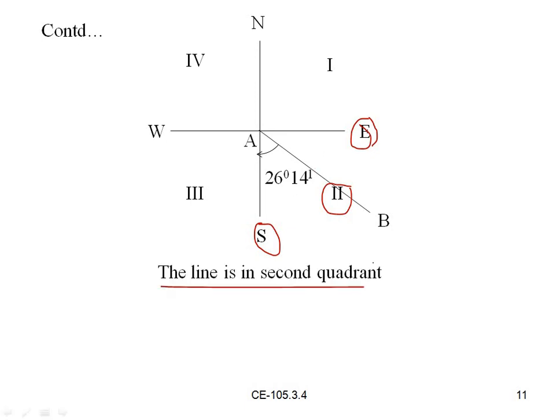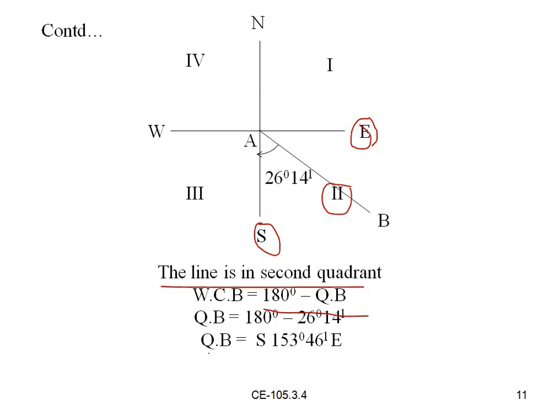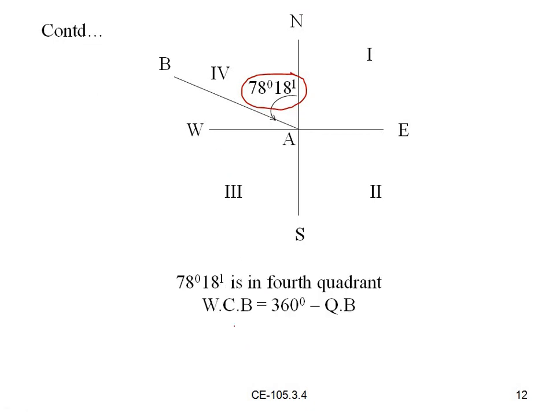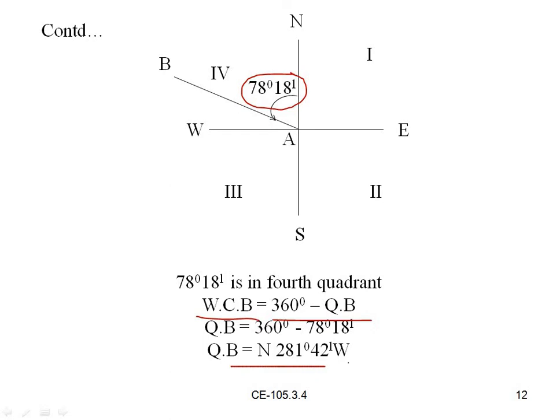So the line is in second quadrant. Whole circle bearing is equal to 180 degrees minus quadrantal bearing. So then the answer is 153 degrees 46 minutes. The next one is 78 degrees 18 minutes. It is given in the direction of northwest. So whole circle bearing is equal to 360 degrees minus quadrantal bearing. Then we will get 281 degrees 42 minutes.